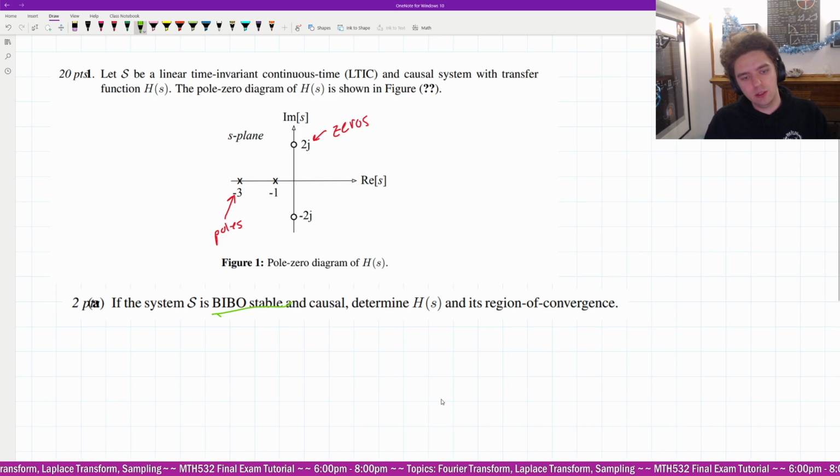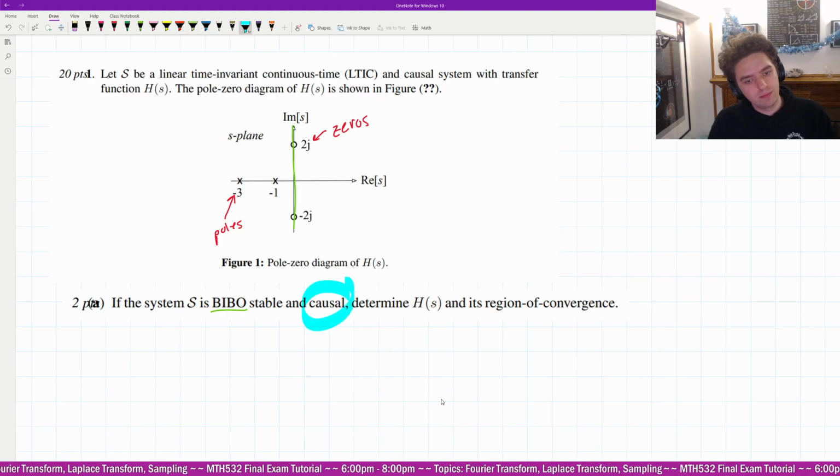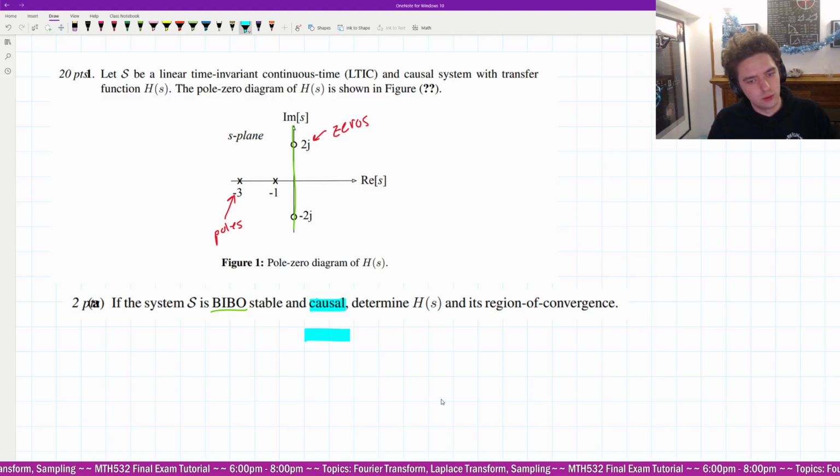If it's BIBO stable, that means the region of convergence has to include the imaginary axis, right? That's what that means. Our region of convergence is always defined by the poles, always. It's either to the left or to the right of the poles, right? Since it's causal, that means it's to the right.